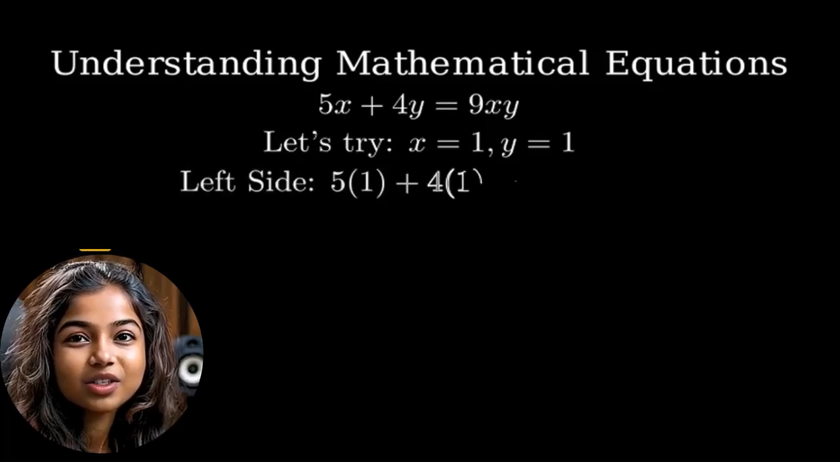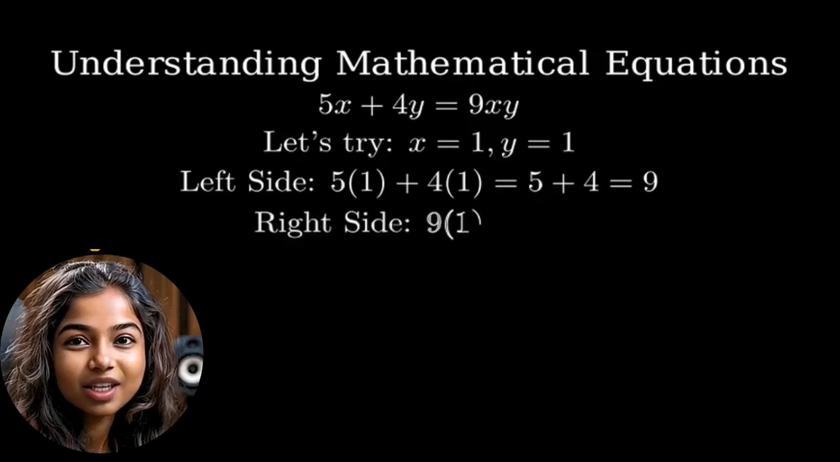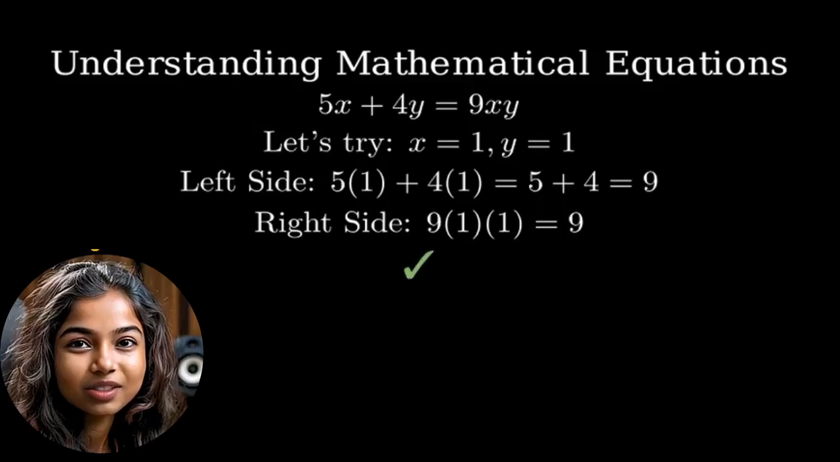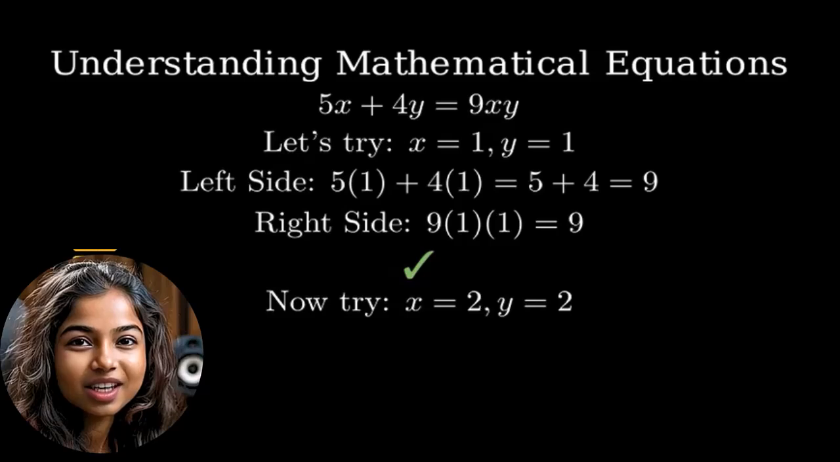On the left side, we have 5 times 1 plus 4 times 1, which equals 9. On the right side, we have 9 times 1, which also equals 9. Well, this seems to work, but let's try another set of values. Let's try x equals 2 and y equals 2.